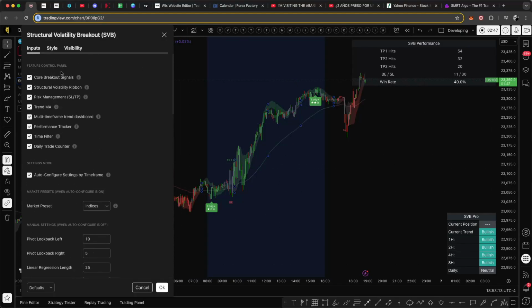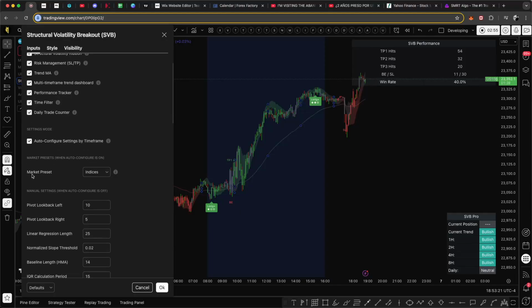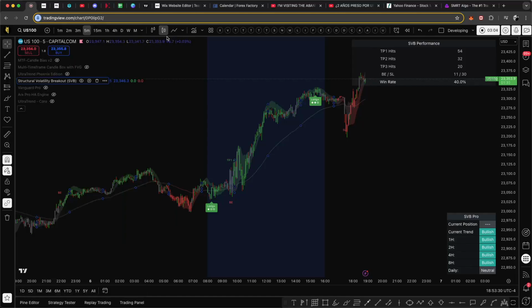So on the indicator, I currently have all of the features enabled, and I am on the market preset. I'm on indices, so the indicator is automatically giving me the best settings for indices. I'm on Nasdaq right now on the 5-minute time frame.